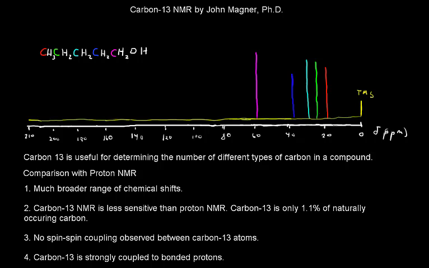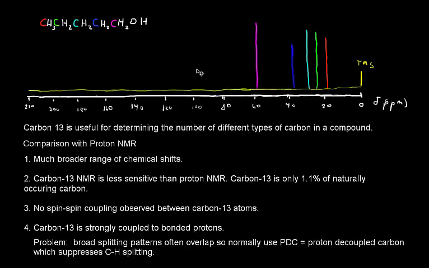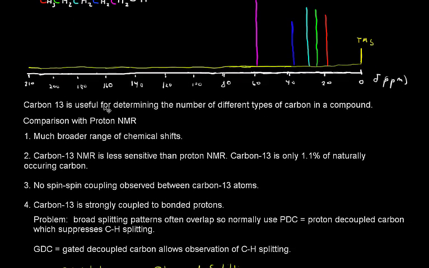So in a closer comparison of carbon-13 with proton NMR, we've already mentioned that we have a broader region of chemical shifts, as we see in this example. A second difference between proton and carbon-13 NMR is that carbon-13 unfortunately is much less sensitive than proton NMR for a couple of reasons. First of all, carbon-13 is only 1.1% of naturally occurring carbon. Recall that protons are the major isotope of hydrogen. Carbon-13, on the other hand, is a minor isotope of carbon.